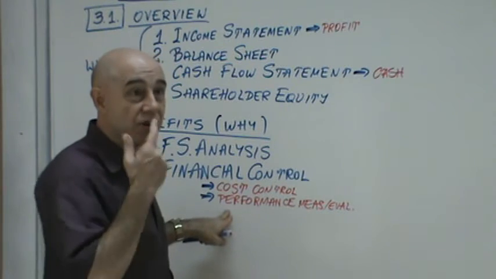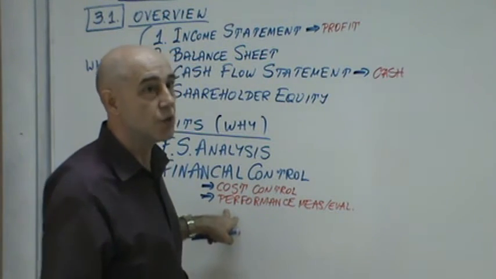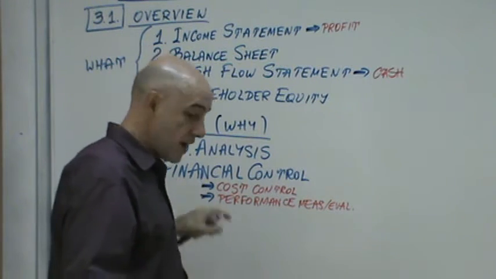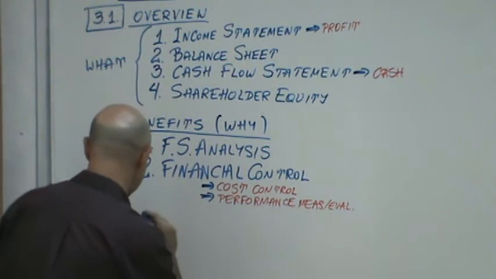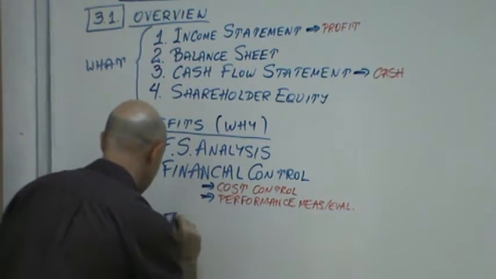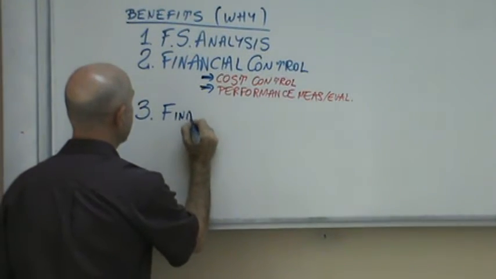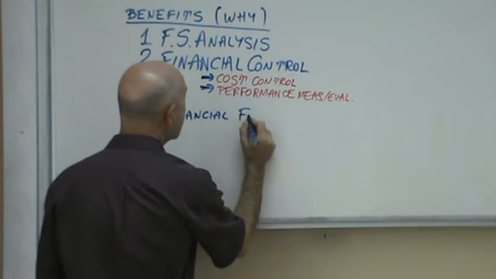And potentially how to design or what kind of bonuses you will pay. Executive compensation. Financial control, that's number 2. And number 3 is financial forecasting.